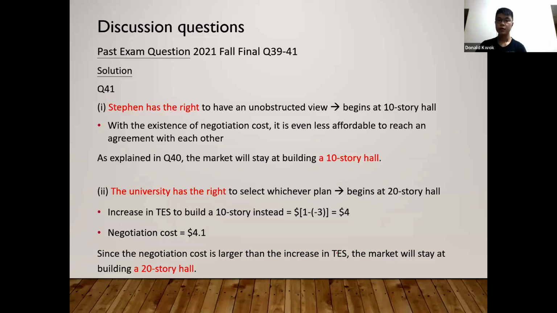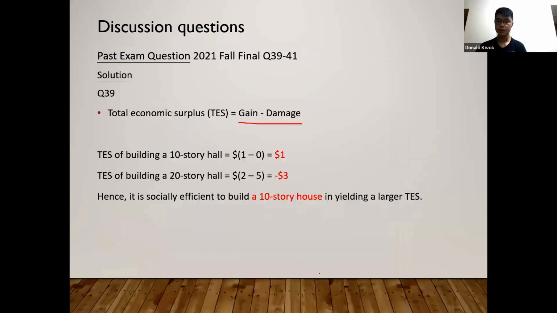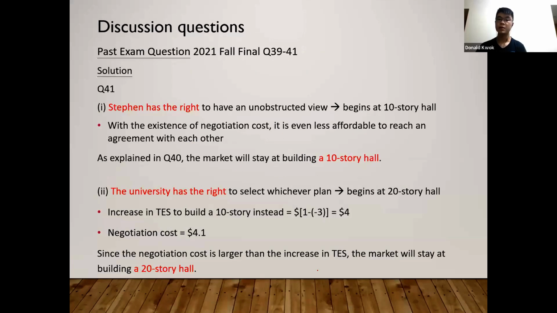But in the second case, where the university has the right to select whichever plan, the analysis starts by building a 20-story hall, right? So let's see. What will be the benefit and the cost of negotiation? The benefit of negotiation is to increase the total economic surplus by $4, while the cost of negotiation is the $4.1 to hire lawyers, right? As you can see, the cost of negotiation is greater than the benefit of negotiation, and this is why they cannot reach an agreement to build a 10-story hall, the efficient outcome, right? So as you can see, having negotiation costs, the efficient outcome cannot be attained.